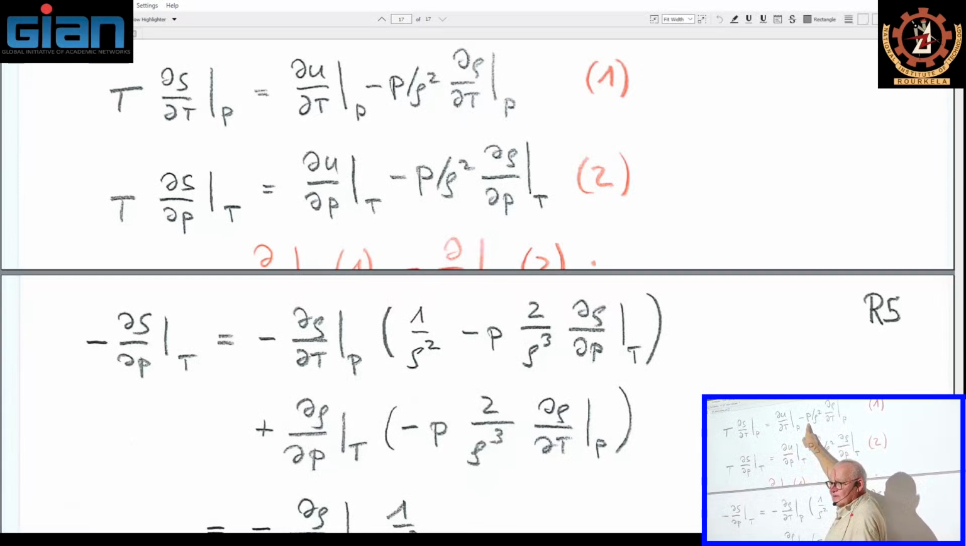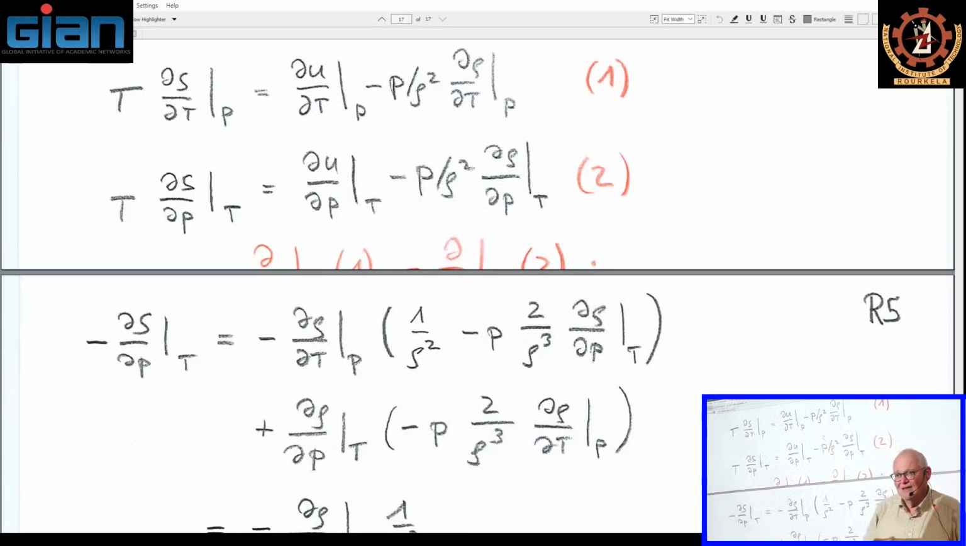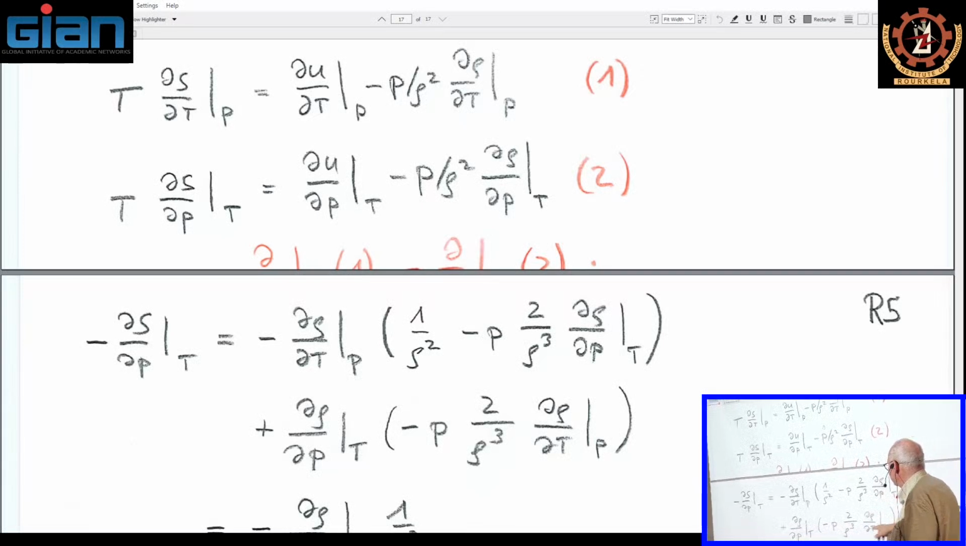This gives first dp by dp is 1 over rho squared, which is left. And then we have to differentiate the 1 over rho squared, which gives minus 2 over rho cubed times d rho by dp at constant temperature. The same is done here, and it has to be differentiated at constant pressure. So this term will not appear. This will be 0, and it's only the differentiation of 1 over rho squared which is left. And we then have minus p times 2 over rho cubed times d rho by dt at constant pressure.